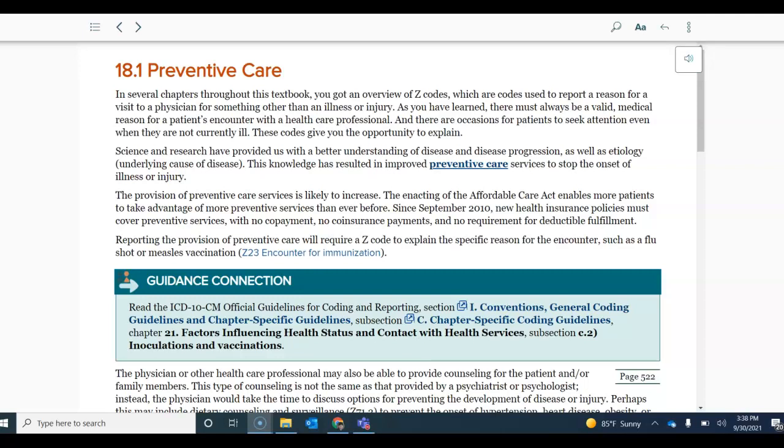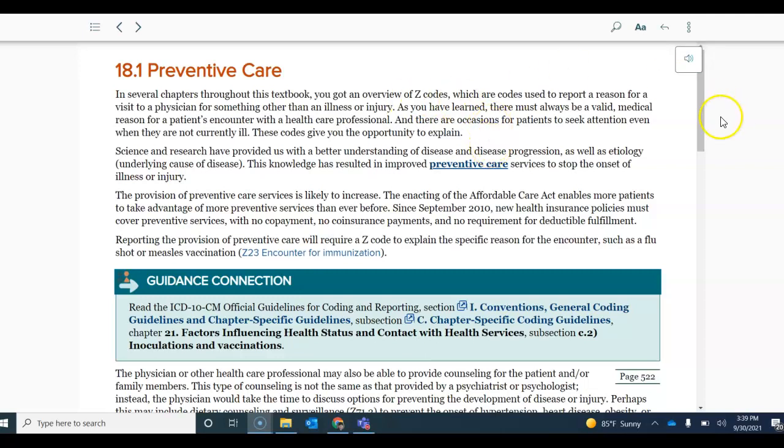Z codes are used when there is a reason to see the physician for something other than an illness or injury. Okay? You always have to have a reason for an encounter. So we've talked about well baby checks, a screening. Okay? There wasn't really a problem to list as the diagnosis, so we have to have a Z code.